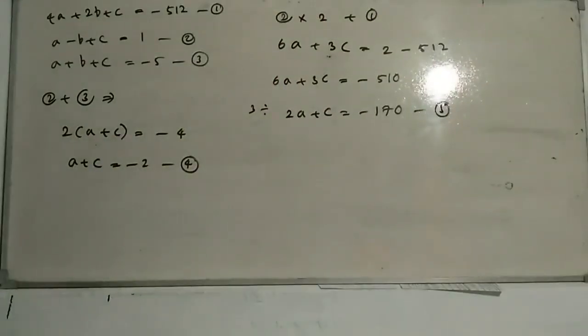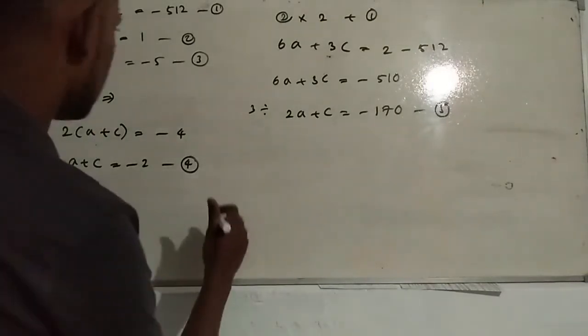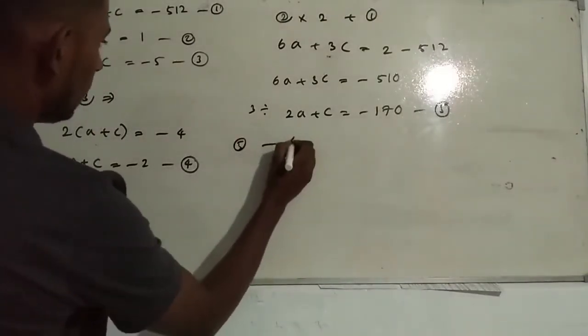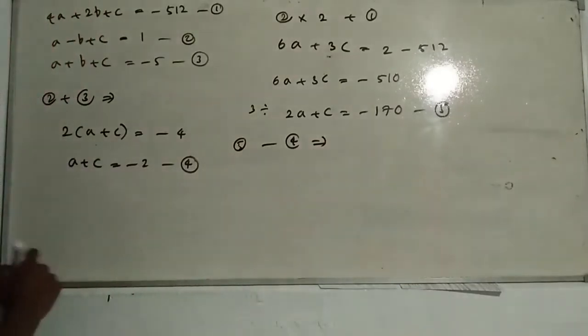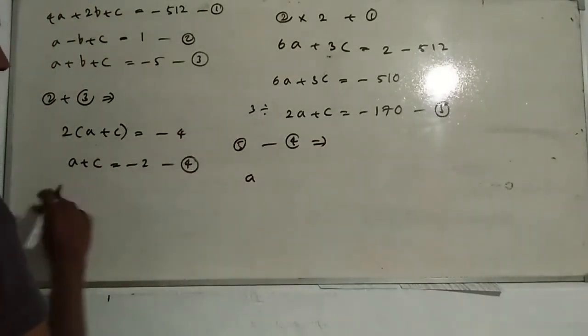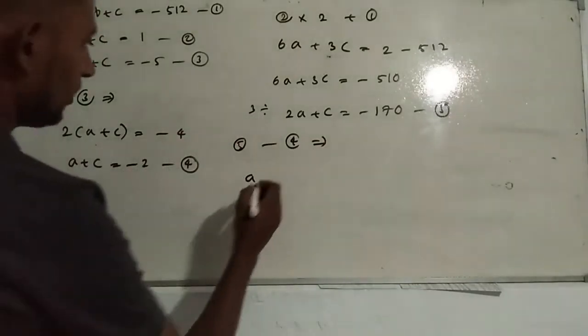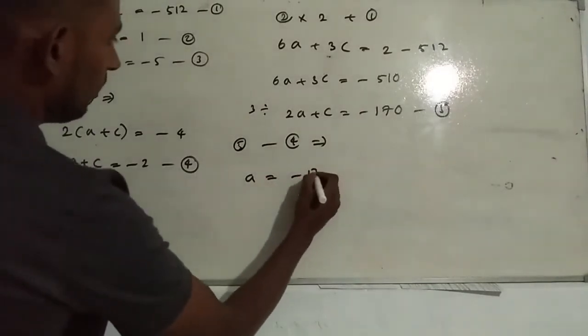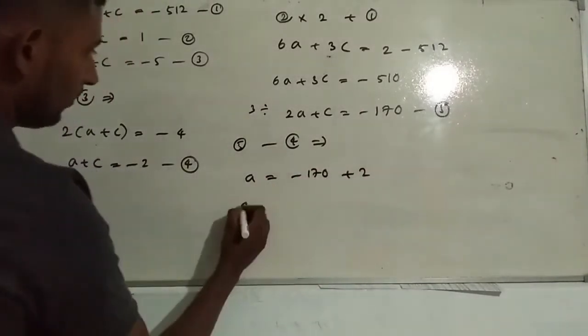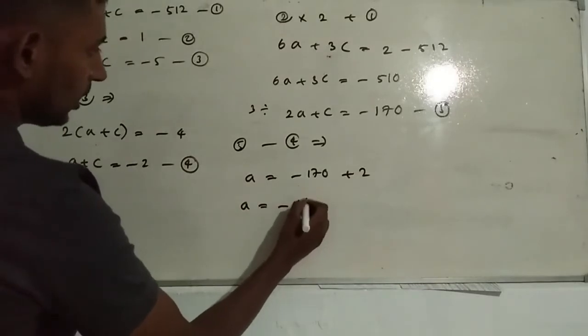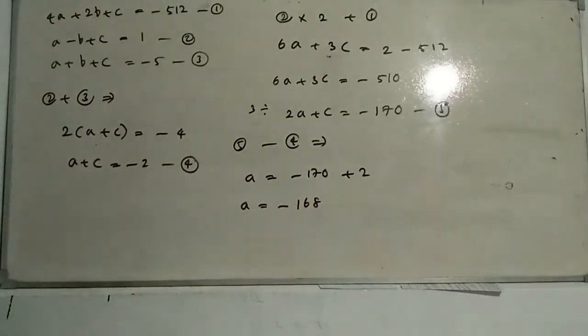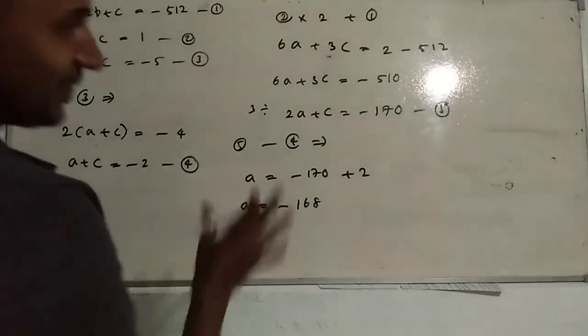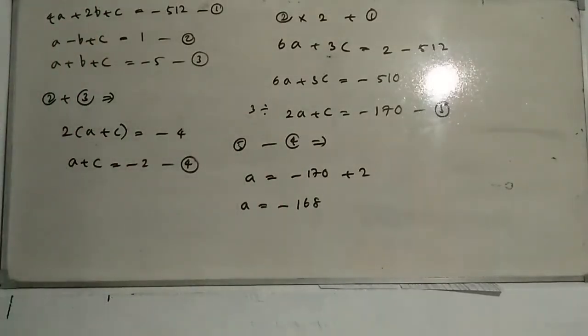Now let's solve these fourth and fifth equations. For that I subtract the fourth equation from the fifth equation. That means 2a minus a, that's a, and those c terms will cancel each other. Then minus 170 plus 2, that means a is equal to minus 168. I'm not sure about the answers. Let's check the answers again. Okay, so a is equal to minus 168.